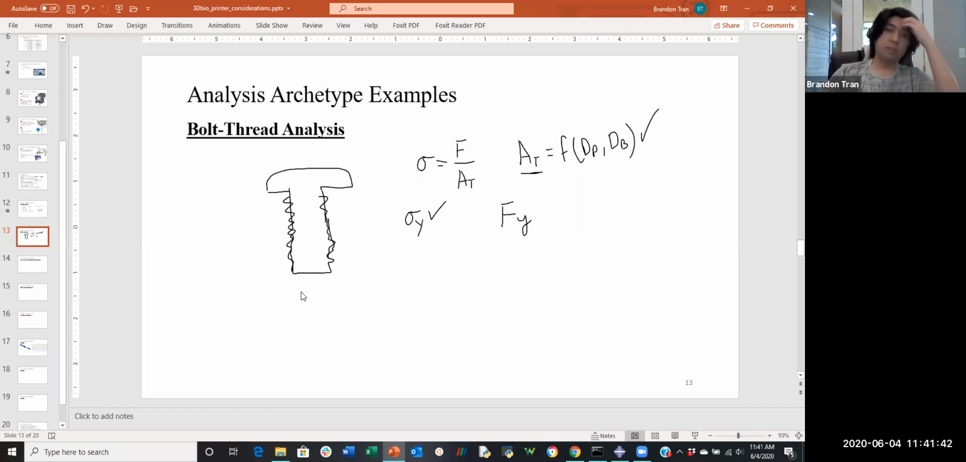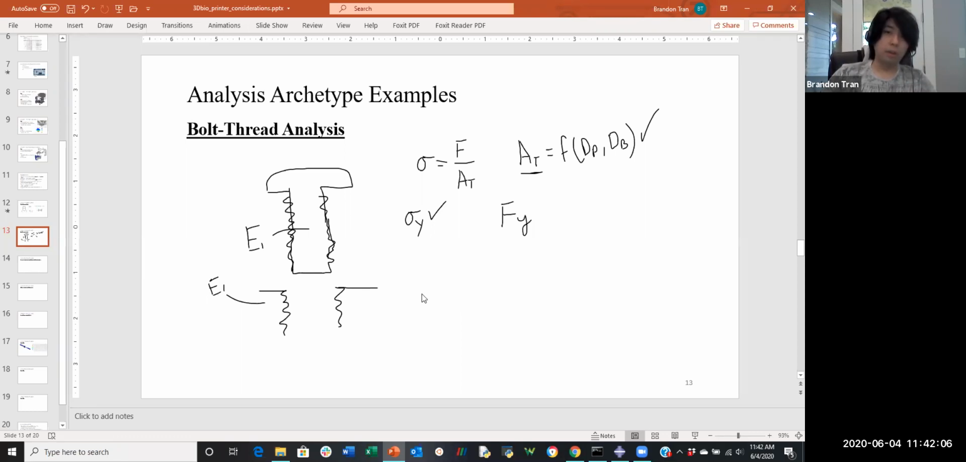So what if I decide I wanted to go ahead and thread this into an internal thread socket that's basically the same material? So this has E and this one has E. I'm just going to say E1 to keep things consistent. They're essentially the same material, same Young's modulus.